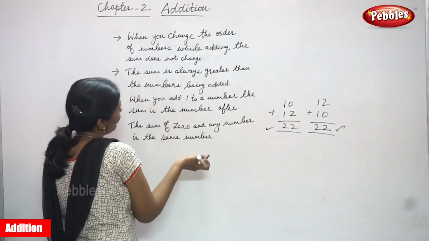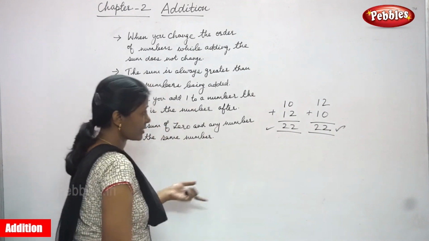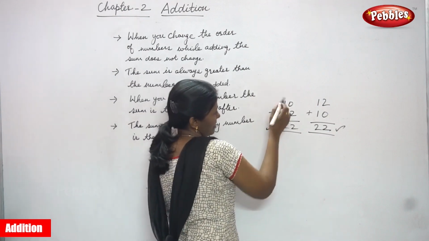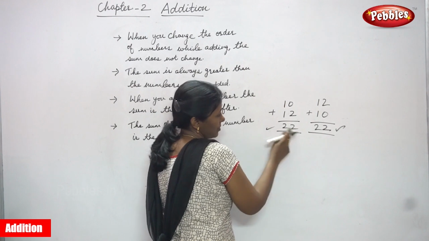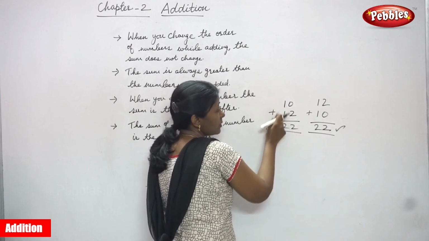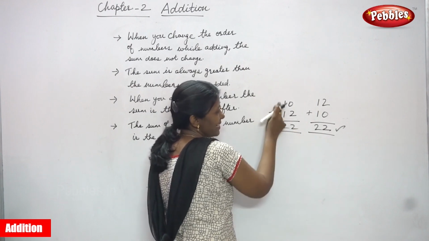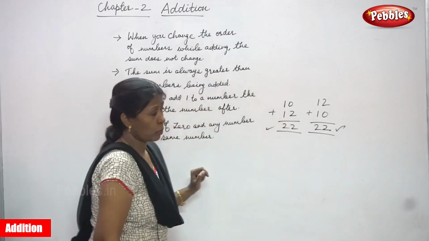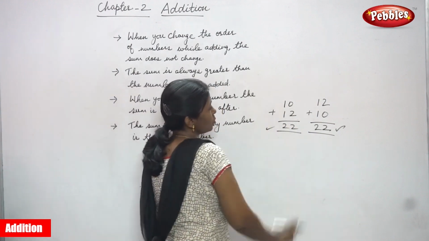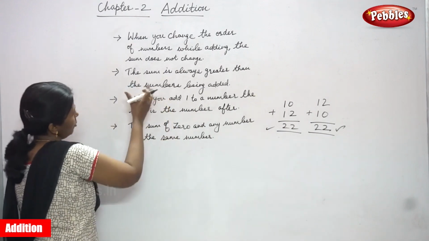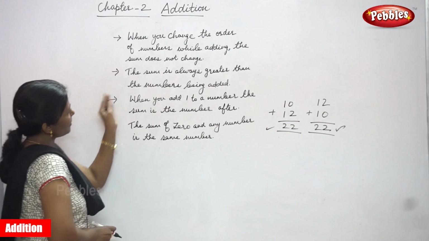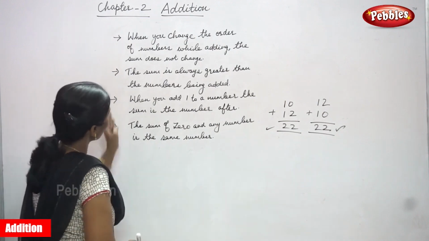The second one: the sum is always greater than the numbers being added. Sum means the total is always greater than the numbers being added. For example, see, this is the first number 10, this is the second number. So we are adding, you get the total, that is 22. Compared to these numbers, the total is greater than these two numbers. That is the meaning of the rule.